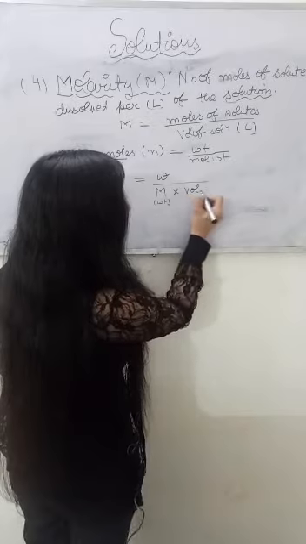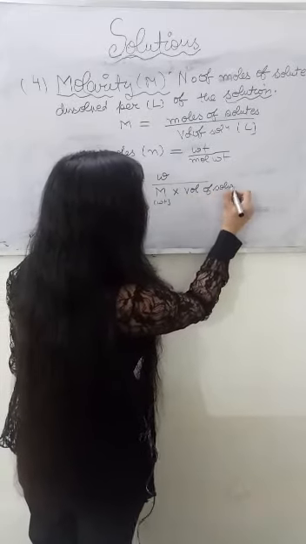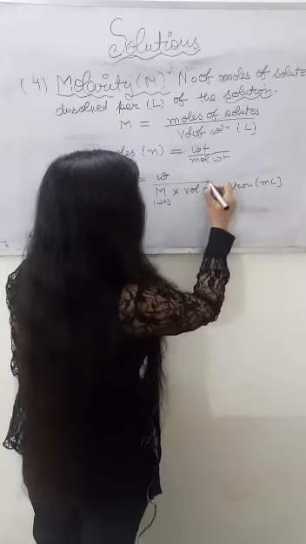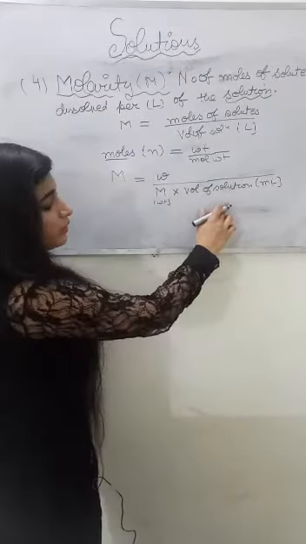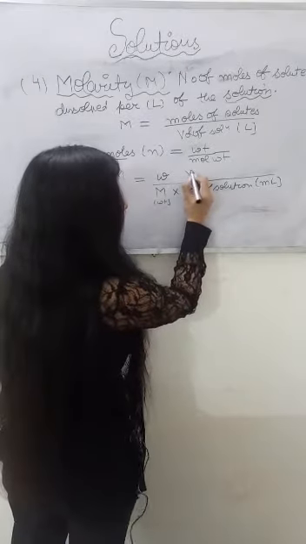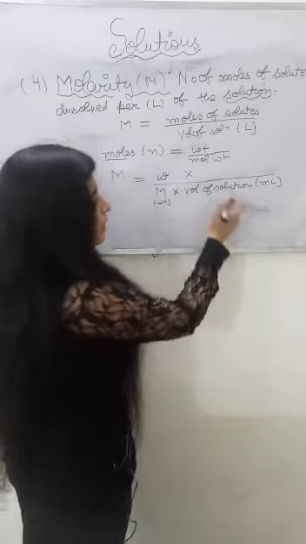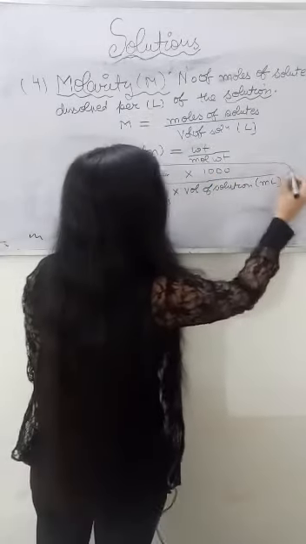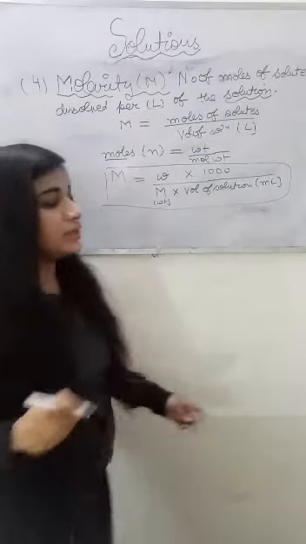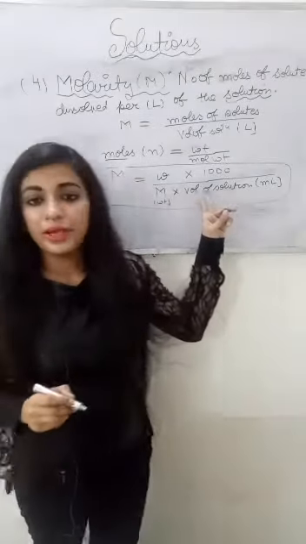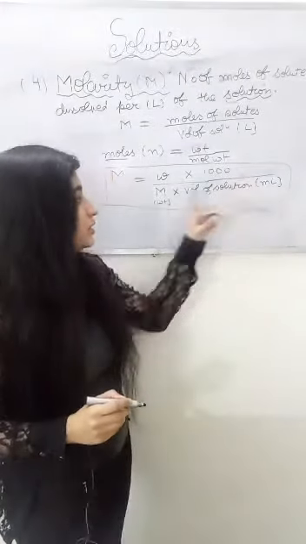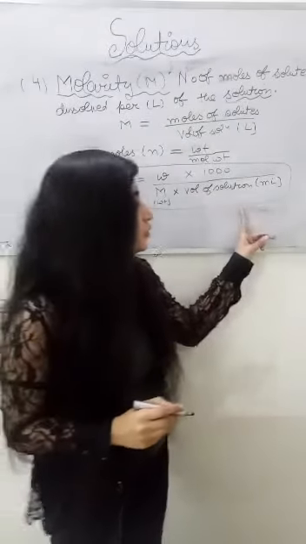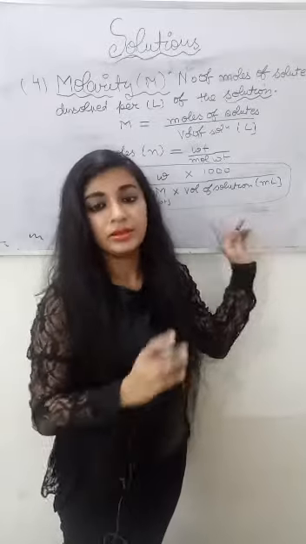Here, if we expand this, we are going to take volume of solution not in liters, but in ml. If we have taken it in ml, then we have to multiply it by 1000. So the formula of molarity is W, that is weight of solute, into 1000 by molecular weight of that compound into volume of solution in ml.